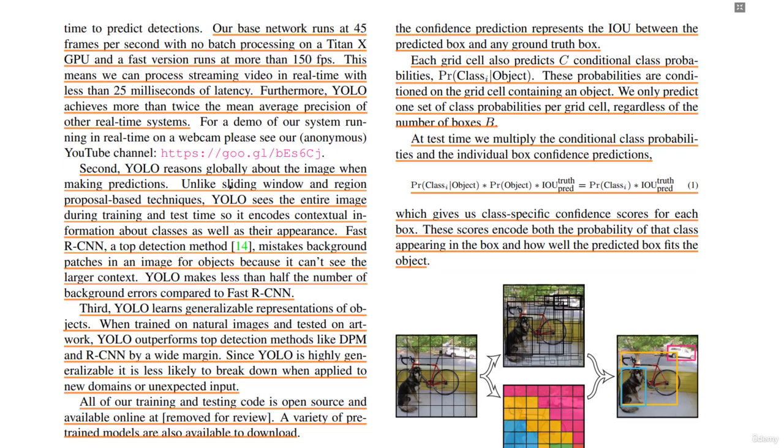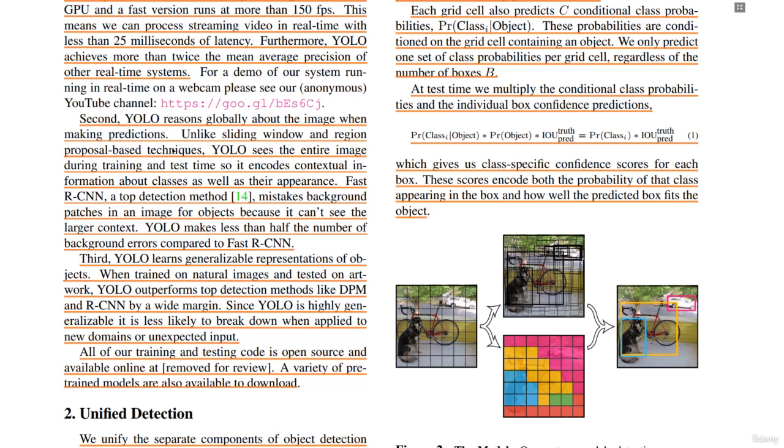Second, YOLO reasons globally about the image. So apart from the speed, YOLO reasons globally. Unlike the sliding window and region proposal based techniques, like the RCNN, YOLO sees the entire image during training and test time, so it encodes contextual information about classes as well as their appearance.